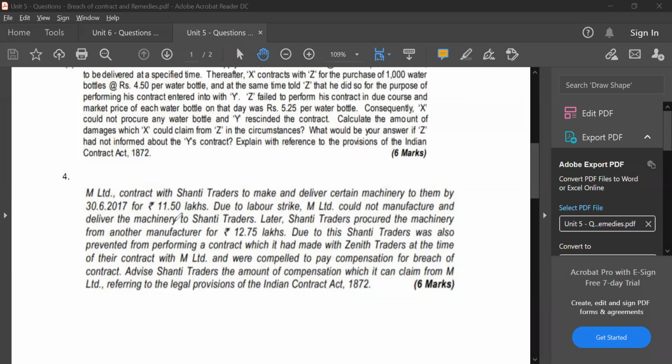Here, if you see, M had a contract with Shanti Traders to make and deliver certain machinery to them by 30th June for 11,50,000. Due to labor strike, M could not manufacture and deliver the machinery to Shanti Traders. Shanti Traders procured the machinery from other manufacturer for 12.75 lakhs. So extra how much they paid? 1,25,000. Due to this, Shanti Traders was also prevented from performing the contract which they had made with Zenith Traders at the time of entering the contract, and M Limited were compelled to pay compensation for breach of the contract. Advise Shanti Traders the amount they have to pay. Amount is 1,25,000.